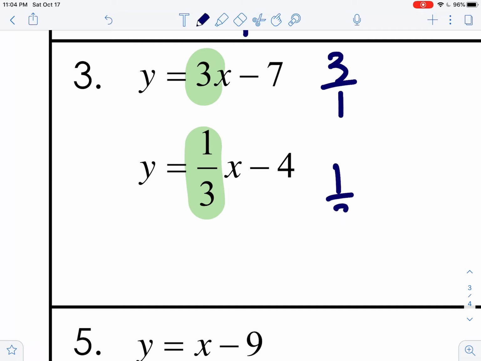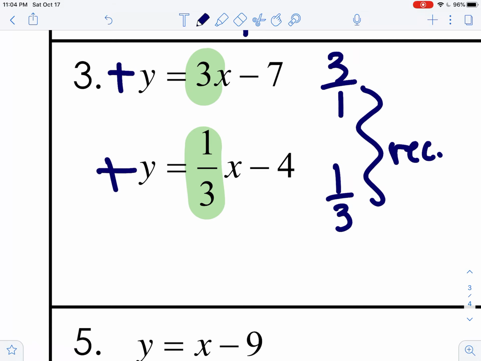Number 3. All right, we got 3 and we got 1/3. Yes, you can take this and put it over 1. Yes, you've got your 1/3. Yes, those are reciprocals of each other. However, this one is positive and this one is positive. So because it's not opposite, we would say these are neither.